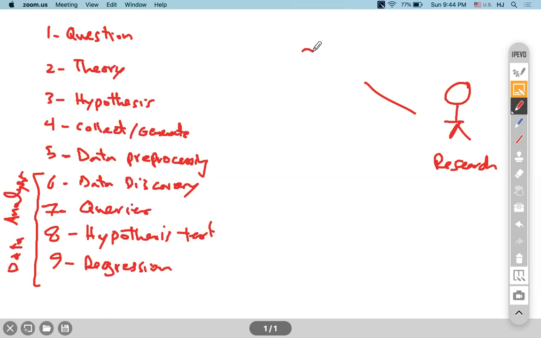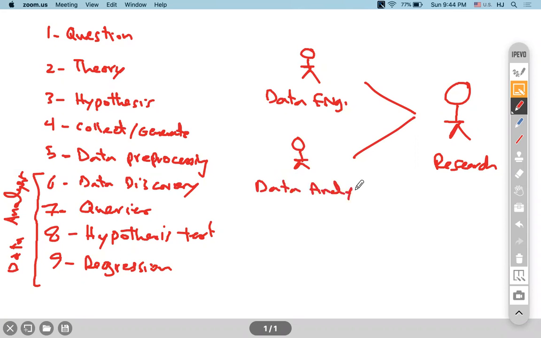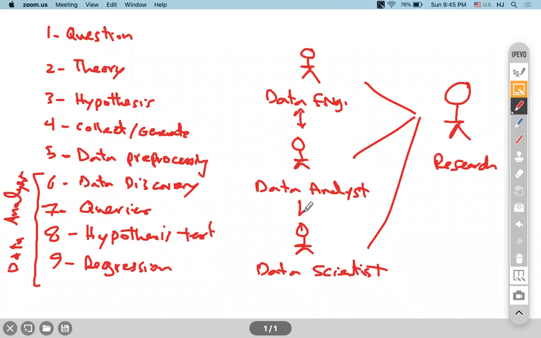He works with a data engineer, and he works also with another guy who's called a data analyst, and he works also with another guy who's called a data scientist. Usually, we can have one person to represent all of these people, and sometimes we have them like in this way.